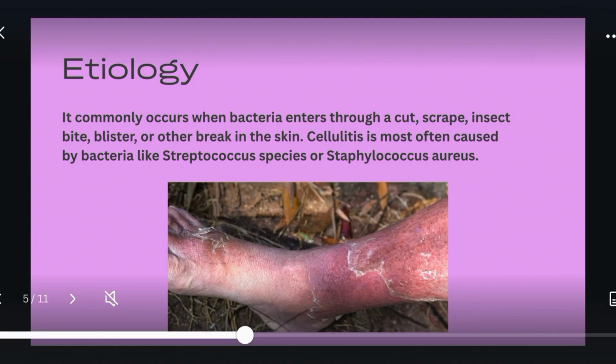The etiology of cellulitis is that it commonly occurs when bacteria enters through a cut, scrape, insect bite, blister, or other break in the skin. Cellulitis is most often caused by bacteria like Streptococcus species or Staphylococcus aureus.